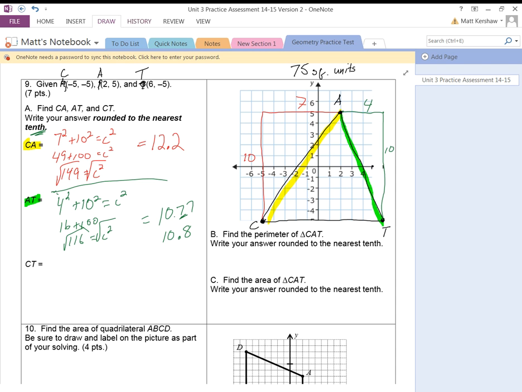And now our last side is going to be CT. And since that's nice and straight, nice on the horizontal, we can just count it. So it's just 1, 2, 3, 4, 5, 6, 7, 8, 9, 10, 11.